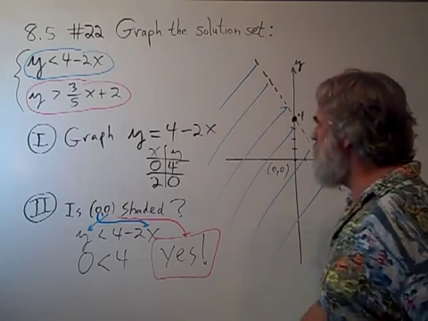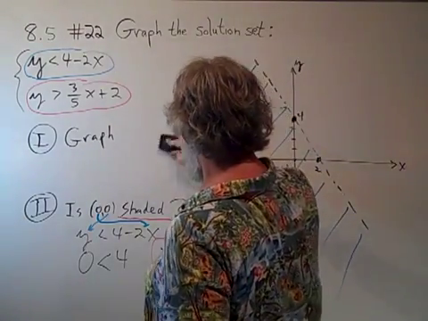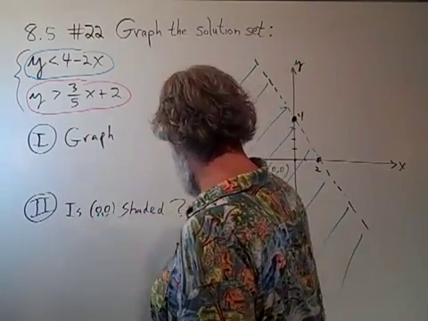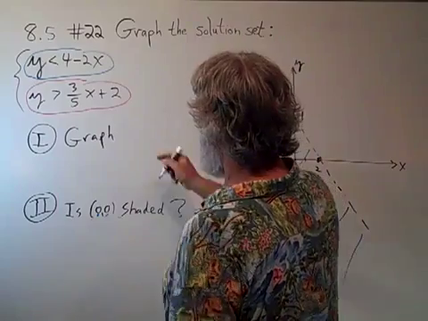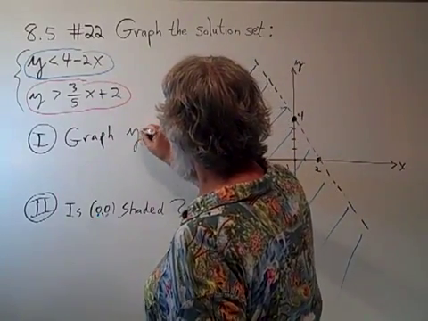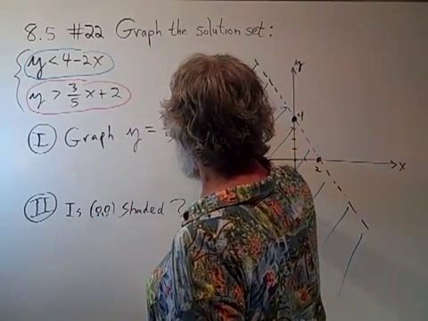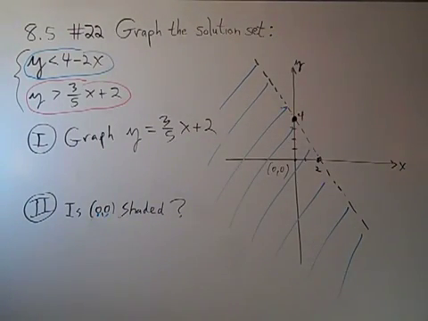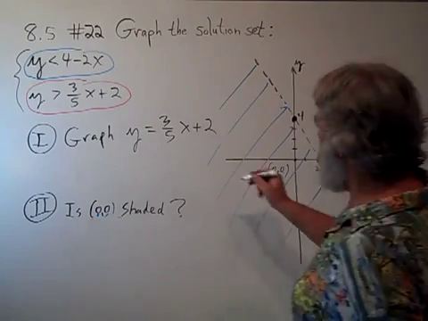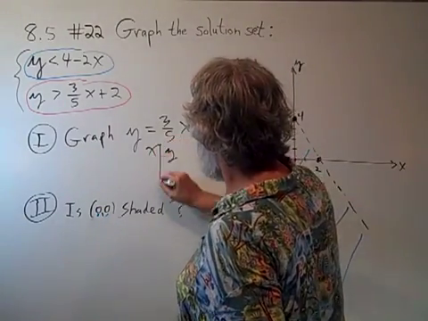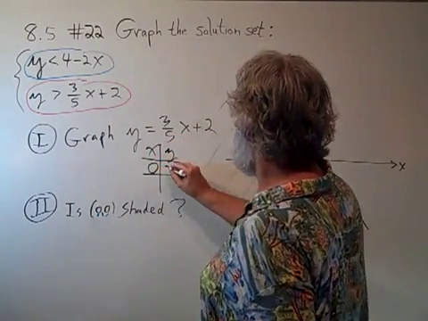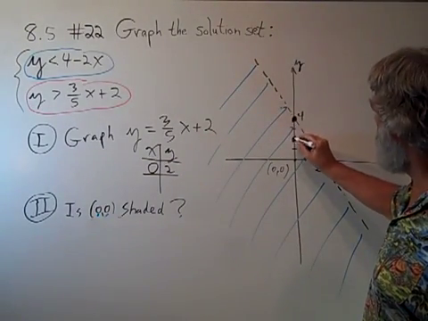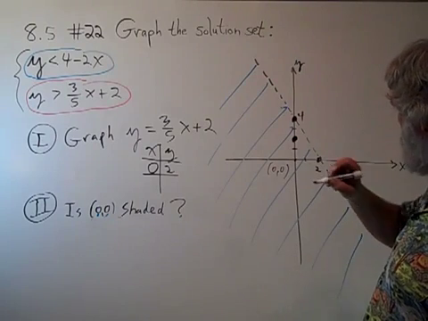Okay, so to do this one, we start by graphing the line bounding this region, y equals 3/5 x plus 2. So once again, we'll find 2 points on the graph to graph it. And if x is 0, y is 2, that's the y-intercept. So we know that this line crosses the y-axis right here at 2.